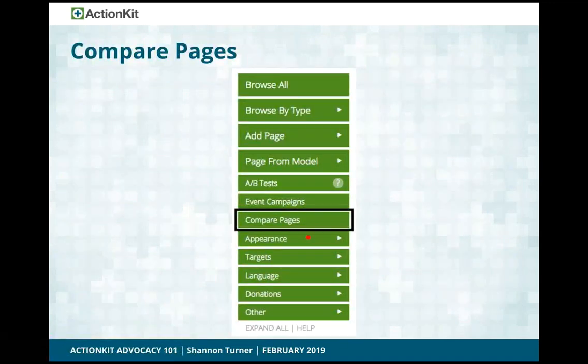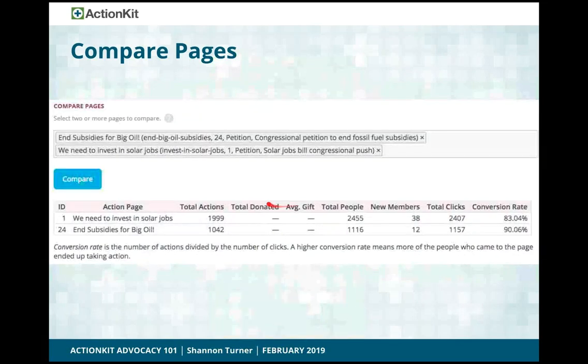And before we move on to mailing, let's go back to the Pages tab once more and see a way to compare the performance of our pages. In the sidebar menu, we go to Compare Pages. And on the following screen, we enter one or more pages that we'd like to compare the performance of. You'll see the total number of actions, how much money was given, by how many people, and how many new members were created from this page, how many clicks, and the conversion rate of this page.